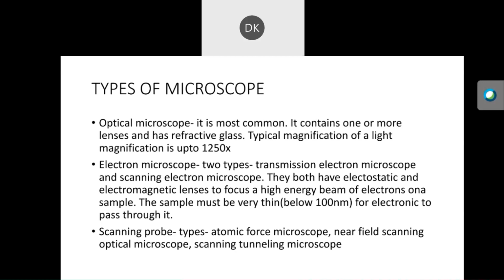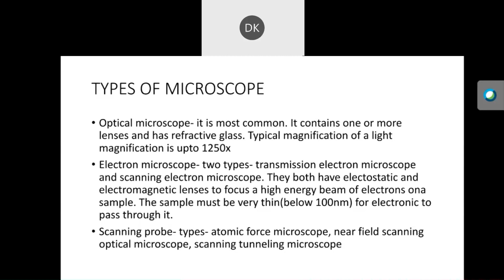Types of microscope. Optical microscope. It is the most common. It contains one or more lenses that refract light through glass. The magnification of a light microscope is up to 1250x.